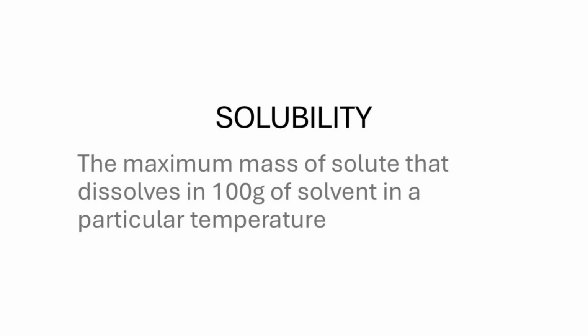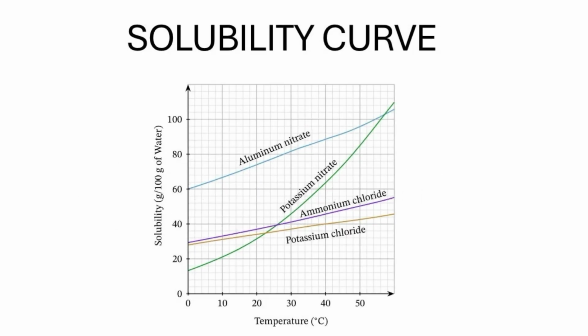Now let's move on to the concept of solubility. Solubility refers to how much solute can dissolve in a solvent at a specific temperature. We measure solubility in grams of solute per 100 grams of solvent. The solubility curve shows how the solubility of a substance increases with temperature. Understanding these curves is essential when working with different substances, as they help predict how much of a substance can dissolve at a given temperature.